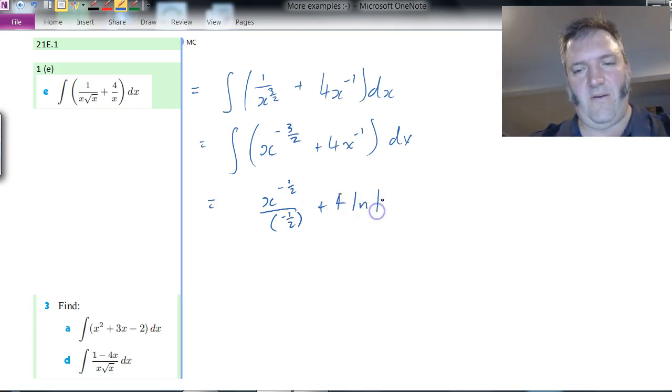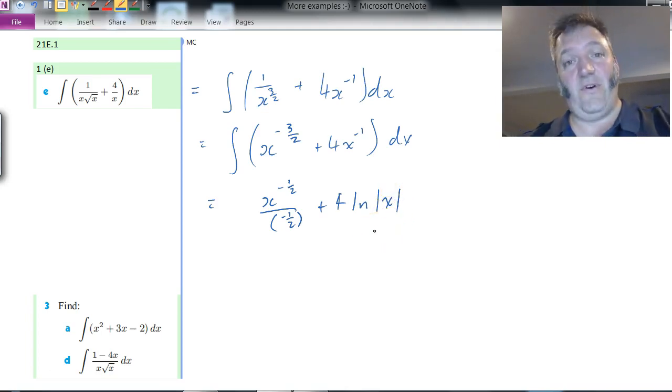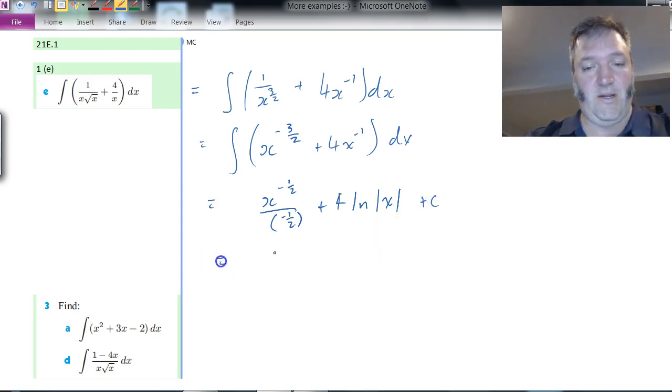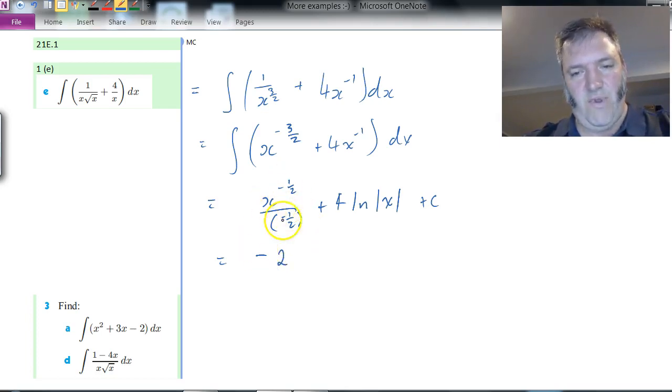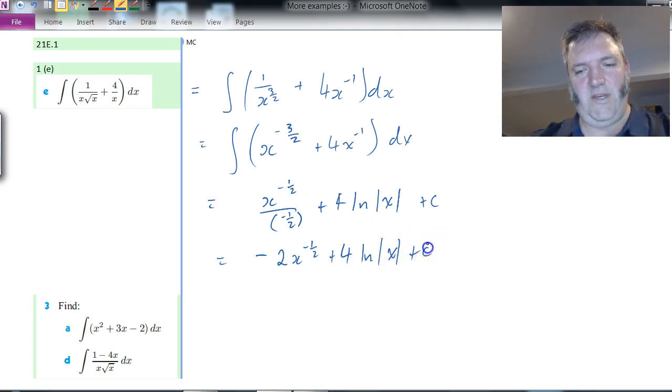natural log of x. Now, when you're integrating, make sure you put in the absolute value, because we can only find the logs of positive numbers. Plus c goes on the end here. Tidy up this bit. Divided by negative 1/2 is multiplying by negative 2, so it's negative 2 over root x if you like, or you can just leave it as x to the negative 1/2, plus 4 natural log of the absolute value of x plus c. And we're done there.